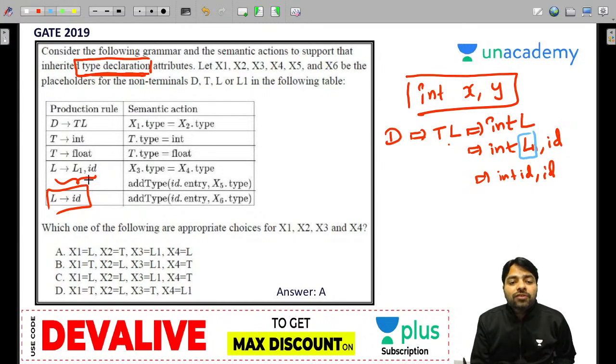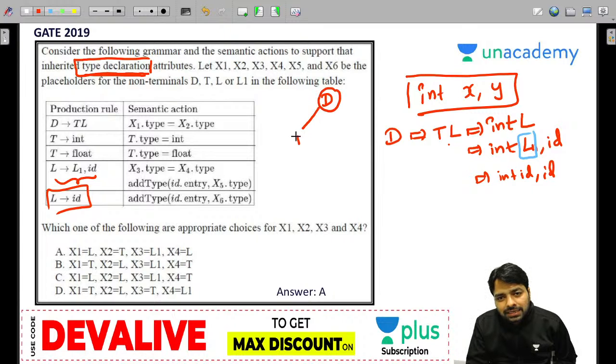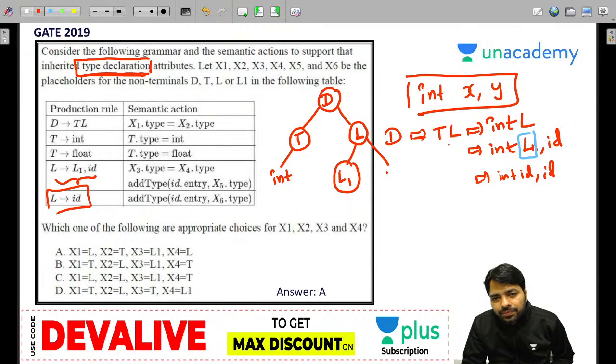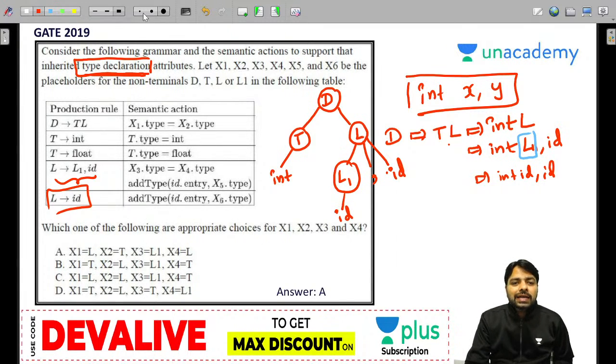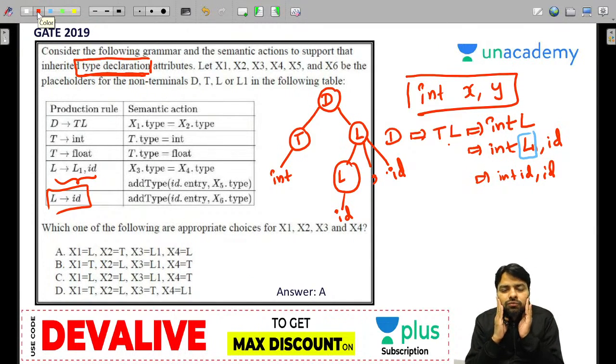So the first statement, look, guys, I'm trying to design a tree for you to understand. D, and there is a T and an L, and T has int. L is L1, L only, and comma, and id, and L is again id. When you have more than one L, you need to use a subscript. Now how do we understand this problem? Everything is given, you only need to focus on what should be assigned to the other variables.